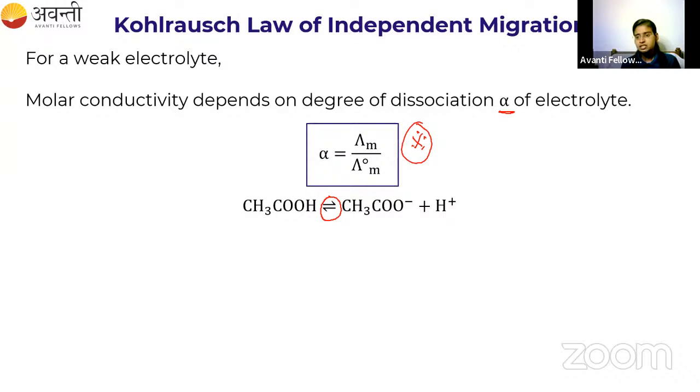If one compound gets dissociated, that's all. Again, they cannot come back and go back to the original position. Okay, so this is the difference between weak electrolyte and strong electrolyte.